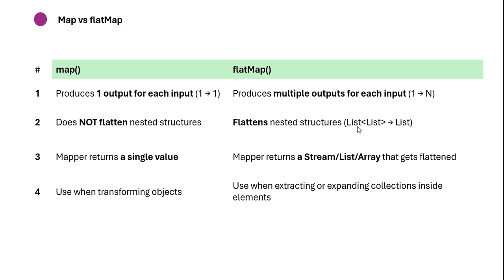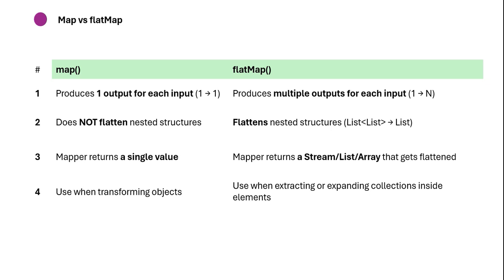For example, a list of lists is converted into a list. The mapper in map only does the transformation and returns a single value, whereas the mapper in flat map returns a stream of list or an array, which is going to get flattened. So the use case for map is only transforming the object. Flat map is used when extracting or expanding the collections inside the objects.